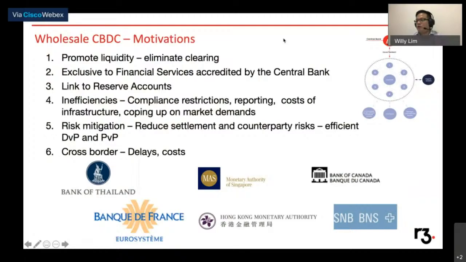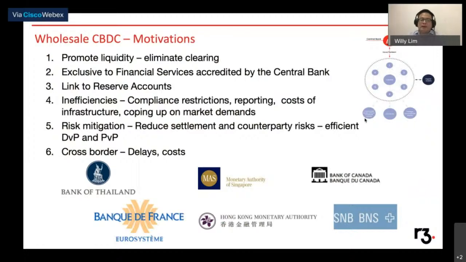Some of the sample projects we have here that we were involved in at R3. So these are the wholesale CBDC, as I mentioned earlier. This is more around interbank settlement, in comparison to the likes of the RTGS, such as the one operated by the RBI, for example, for interbank settlement. Some of the central banks that I mentioned here, like Bank of Thailand, the closest one, and the most recent ones, like Banque de France and Swiss National Bank, all look into the application of a wholesale CBDC in relationship to the RTGS.